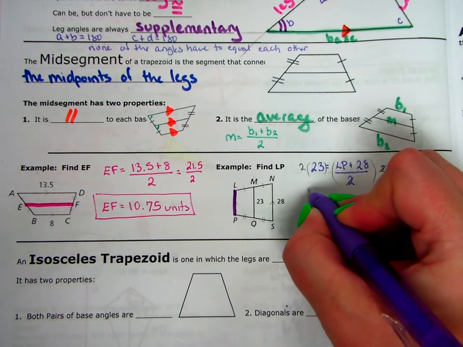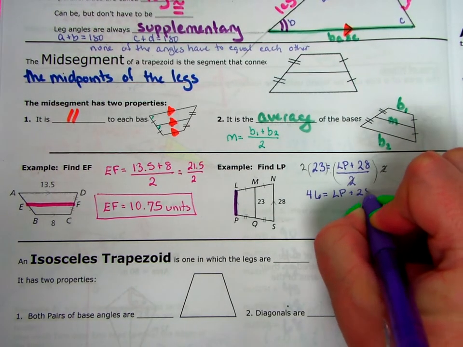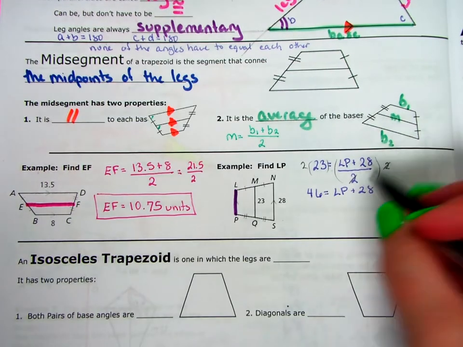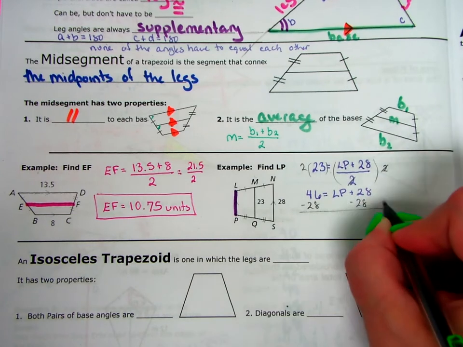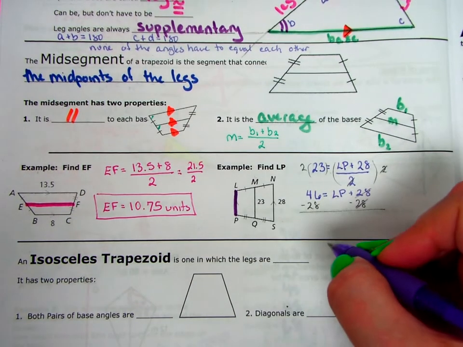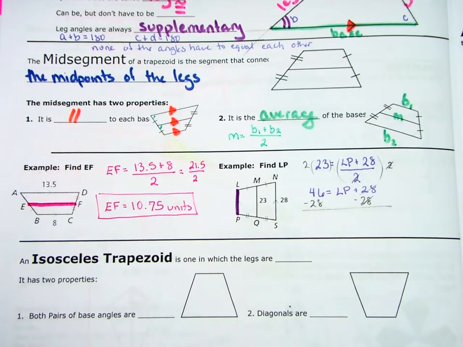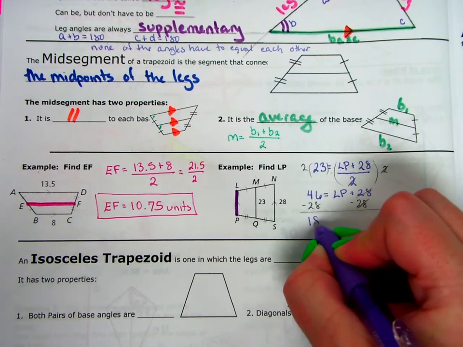And so then 2 times 23 is 46. So LP plus 28. Subtract 28 on both sides. So 46 minus 28 is how much? 18?